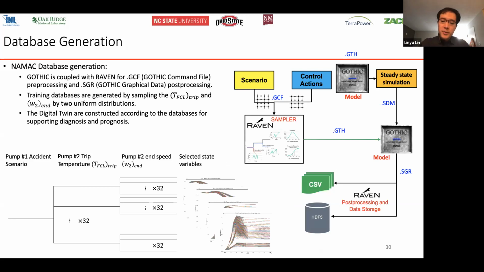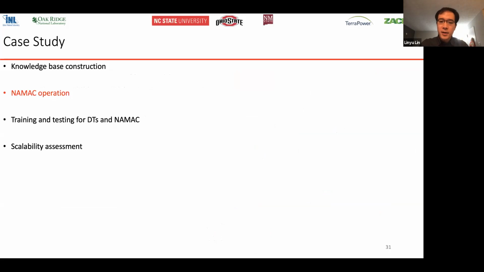To generate knowledge, because our knowledge base contains a simulation database, we need a faster way to generate the database. That's why we couple the Gaussian simulator with a Raven interface, where Raven will automatically sample all the control and accident scenarios and store the simulation data in the CSV or HDF5 data repository. That's basically all about the knowledge base construction.